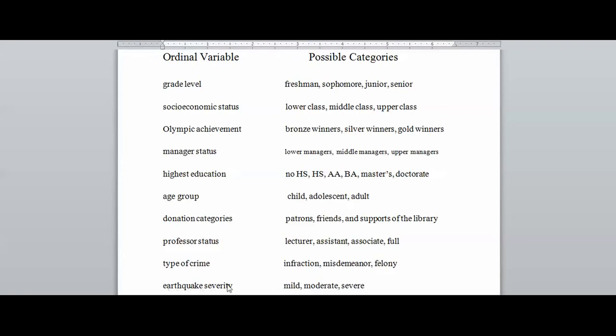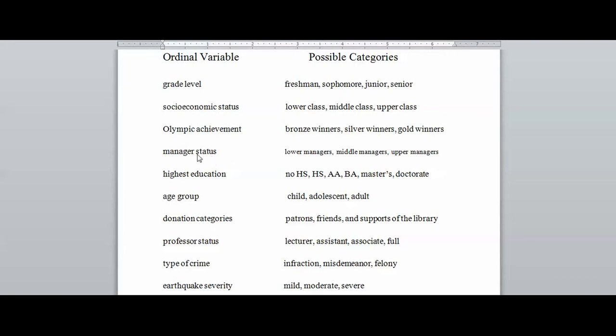If you think about earthquake severity, or how severe an earthquake is, as being a number on the Richter scale, then it's a quantitative variable. But if instead of thinking about it as a number, you think about earthquake categories like mild, moderate, or severe, then earthquake severity isn't quantitative anymore because it no longer has numbers. It now has categories, so it becomes an ordinal variable.